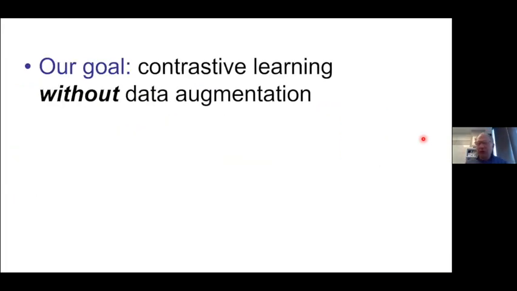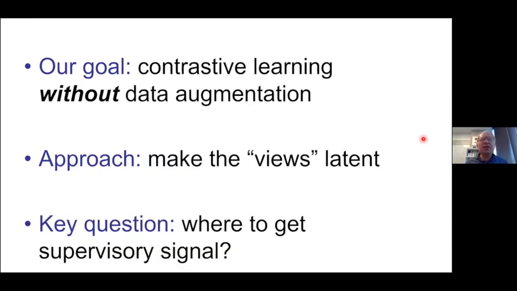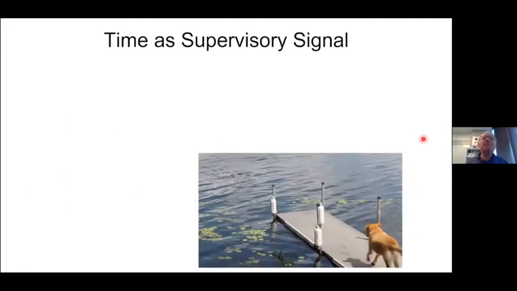And so what we were thinking about trying to do in our group is to try to not use data augmentation, okay? Or rather to somehow create these data augmented views on their own without using human, okay? Now, of course, the question is, how do you get the supervisory signal? Where do you get the supervision? And for one of the projects, we thought that the very nice and natural supervision signal is time, okay?